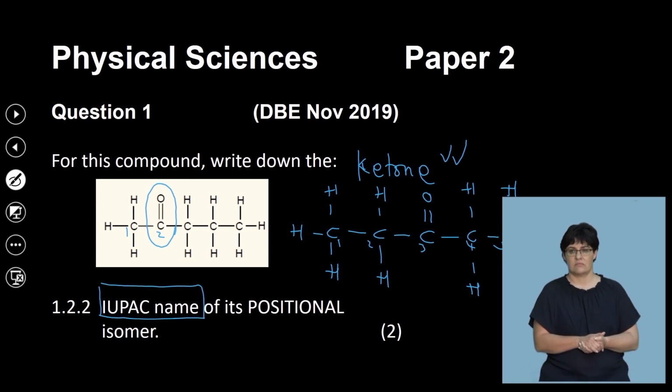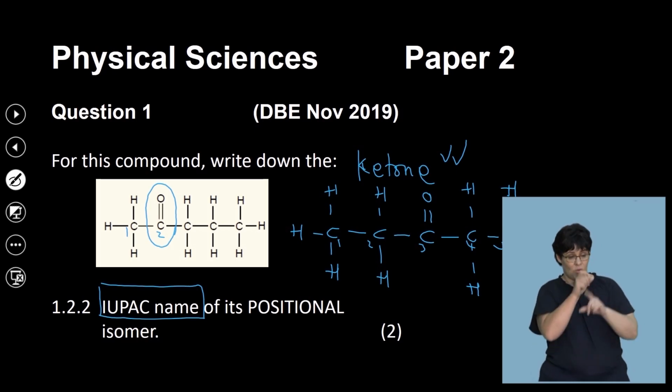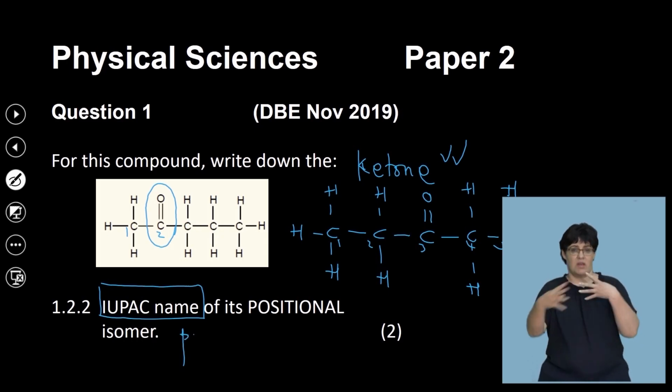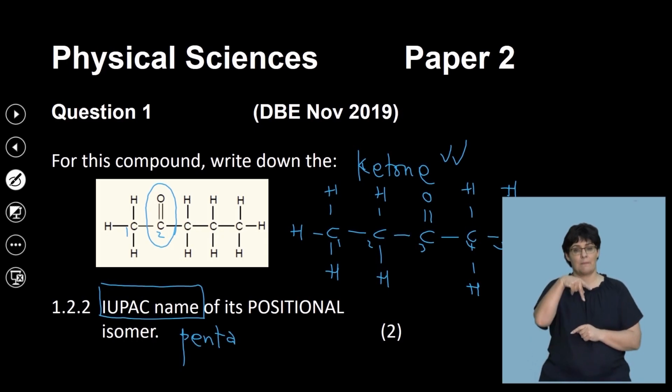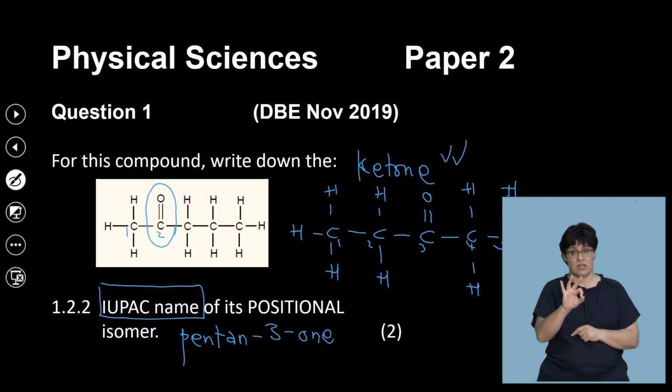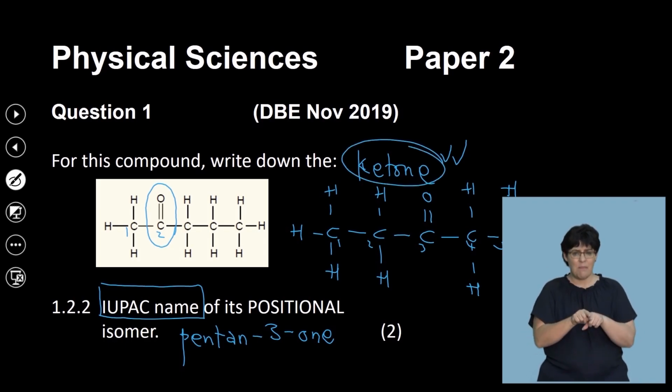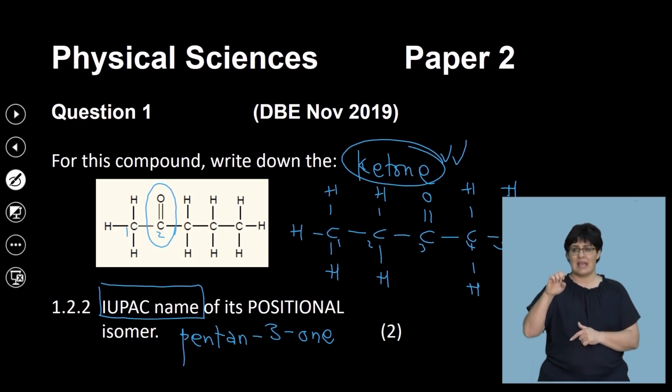Right, so the focus on this question is on its IUPAC name, but the IUPAC name is based on this structural formula. In this case, this will be pentan, and then 3 on. Now, it's still in the same homologous series, which is the ketone, but the position has changed from 2 to 3.